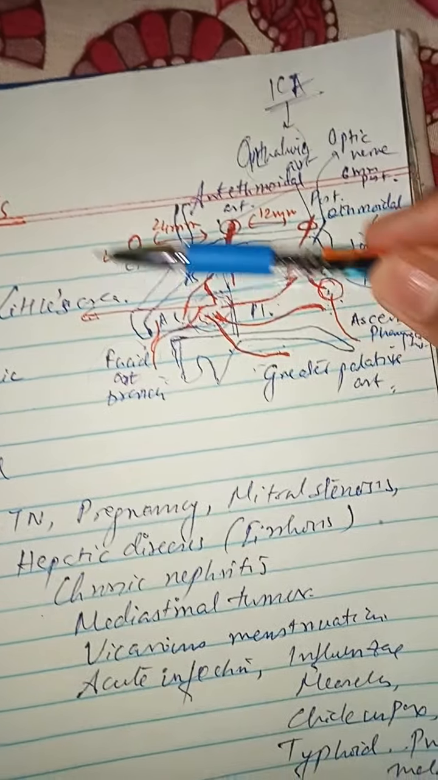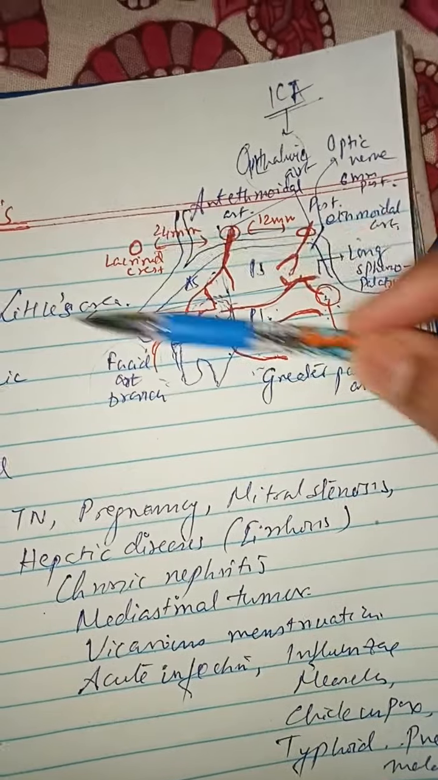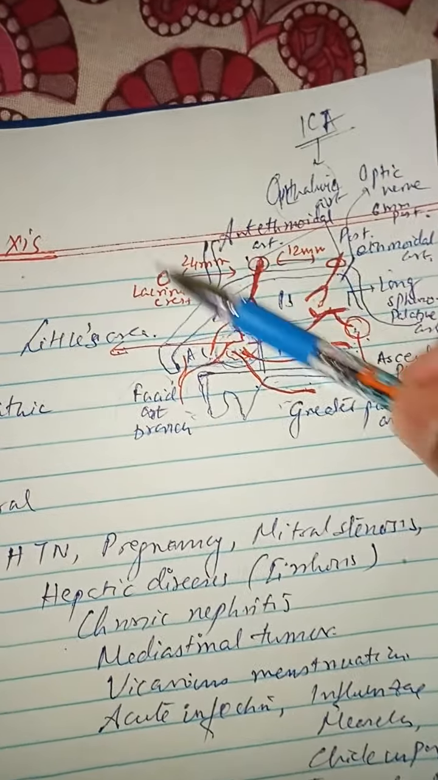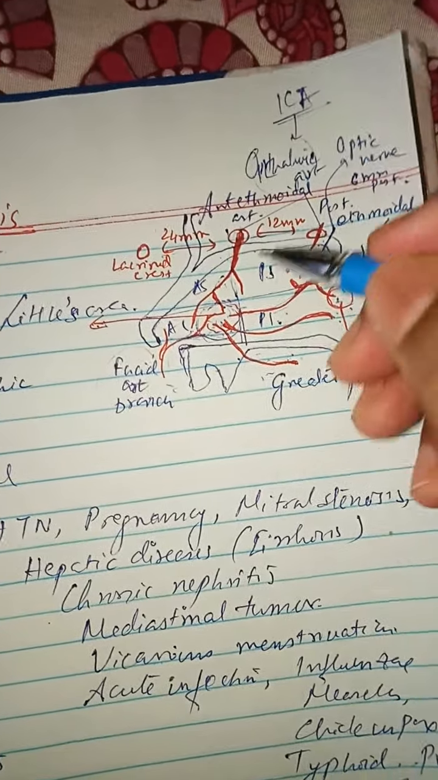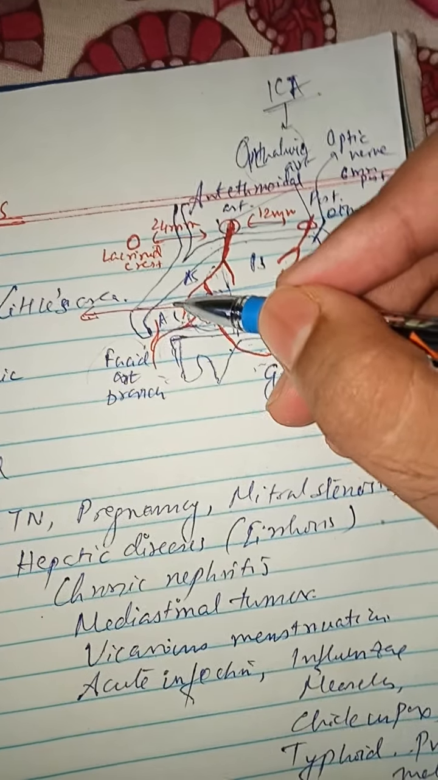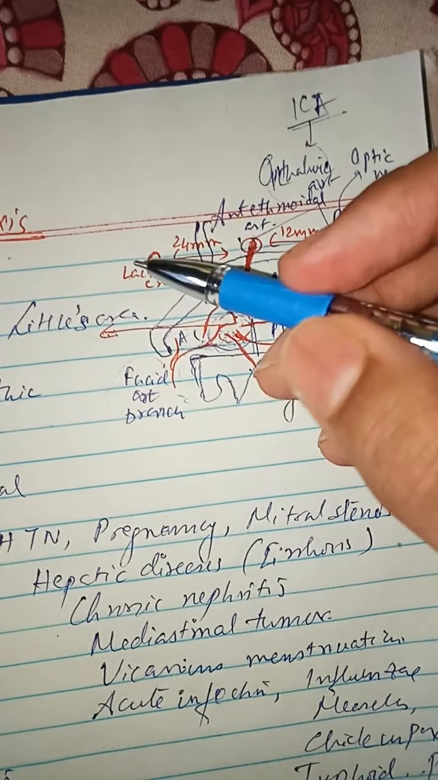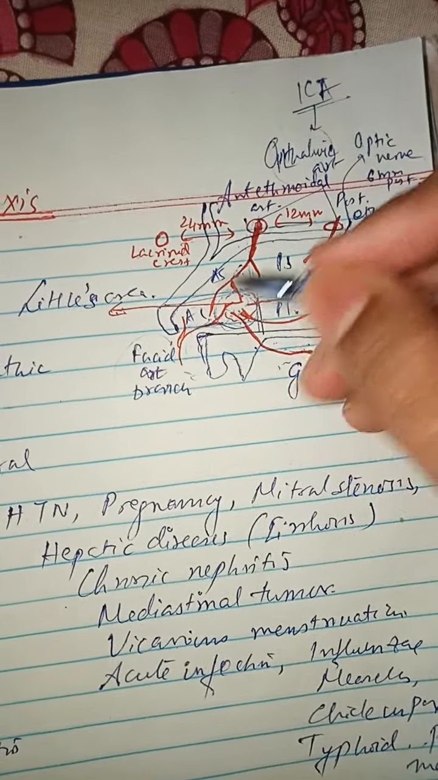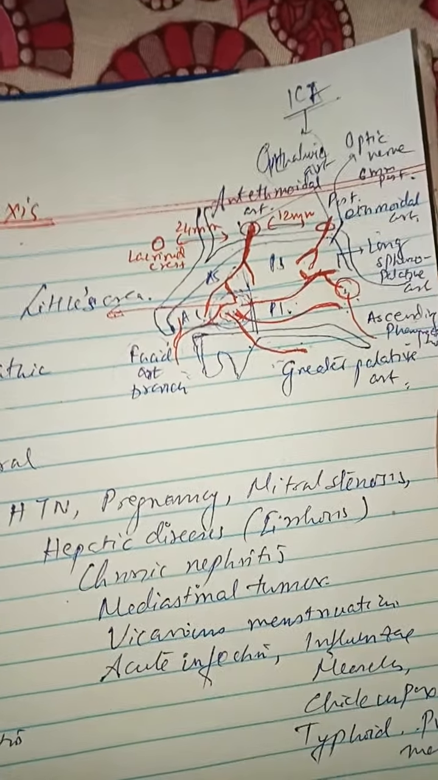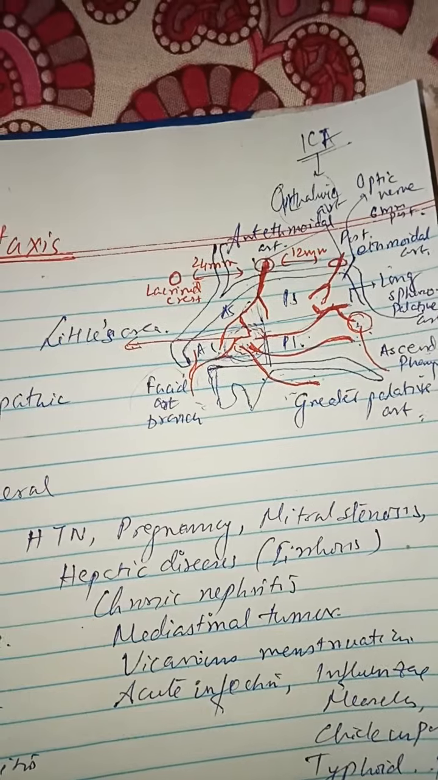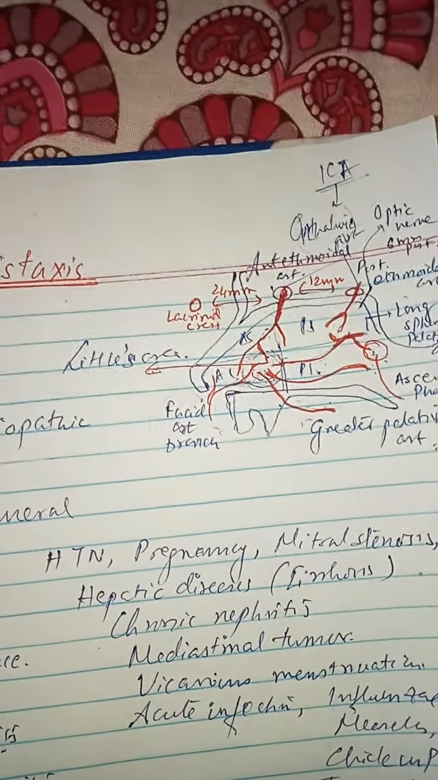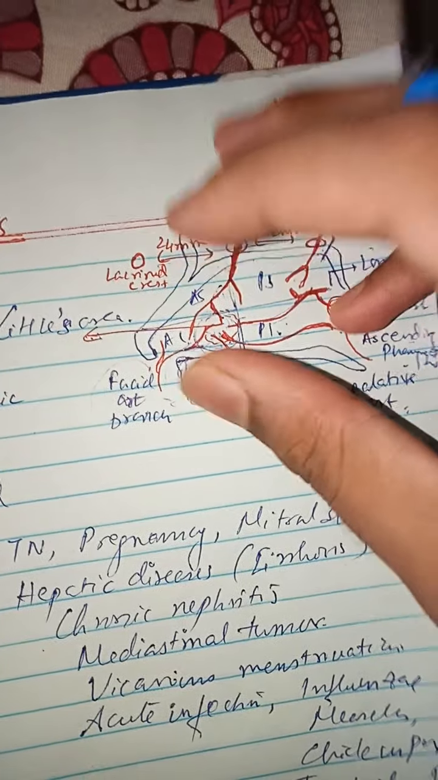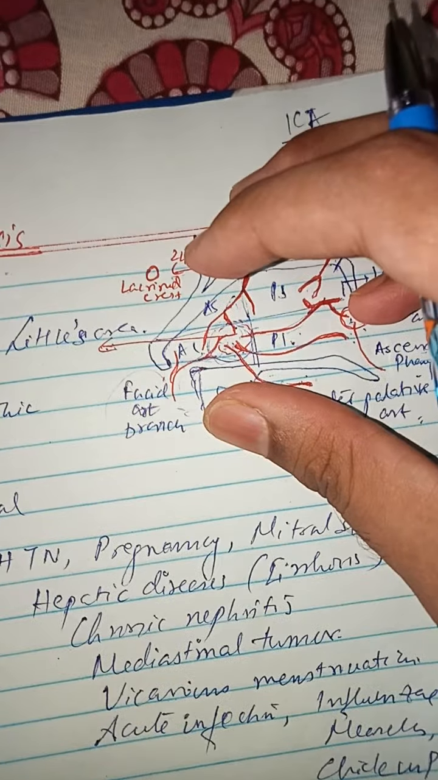Now this area of the nose is the dangerous area of the nose. Any infection can spread from the venous plexus to the cavernous sinus and cause cavernous thrombophlebitis. So the nose is a dangerous area of the face.